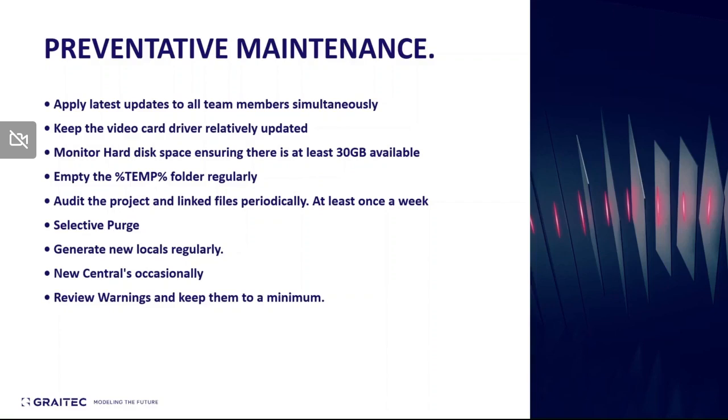Keep the video driver relatively updated. Periodically video drivers become updated, and you want to check if you're using the latest one. Monitor the hard drive space. You'll need at least 30 gigabytes for Revit to run effectively. It's easy to lose track of this, so keep a track of how much hard drive space you've got available, 30 gig as a minimum.